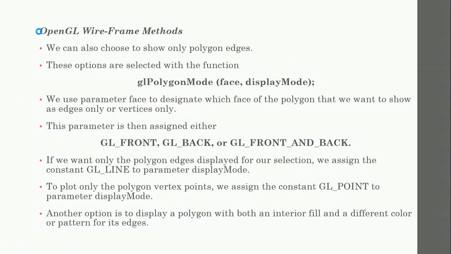OpenGL wireframe methods. So what do you mean by wireframe? For example, you are going to define a polygon only with its edges. Suppose you have defined a polygon, that is a triangle, with only the edges. Then we call it a wireframe structure. Or you have a cube which is not filled with any color. You have only the edges. Then we call it a wireframe structure. So we can also choose to show only the polygon edges in our OpenGL functions.